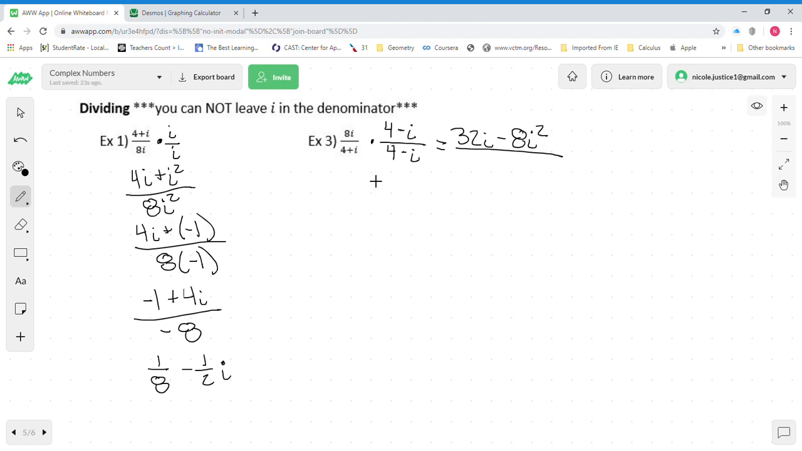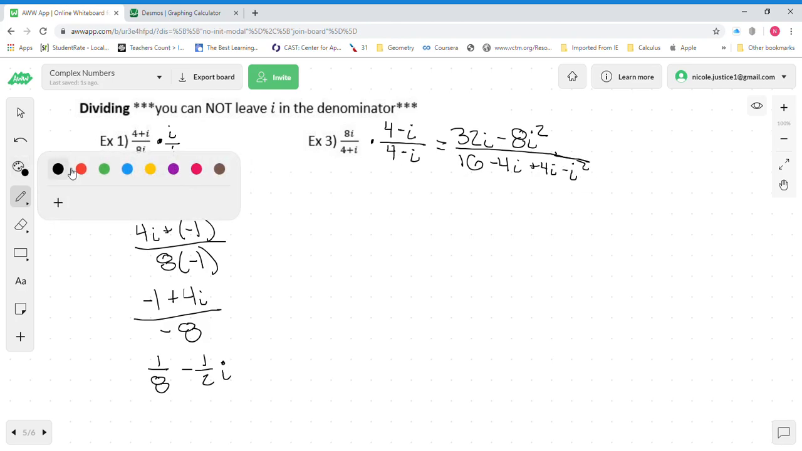And then on the bottom, you can multiply it all the way out. It's 16 minus 4i plus 4i minus i squared. And if you look, our middle term should cancel out. Minus 4i and plus 4i, they do cancel out.